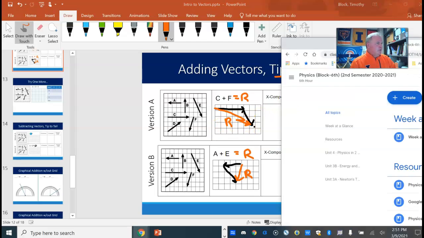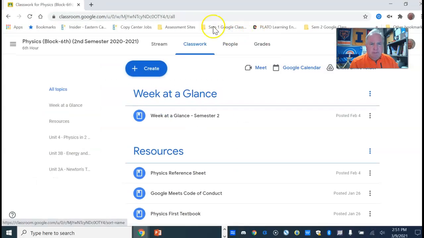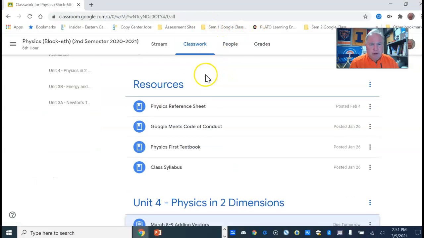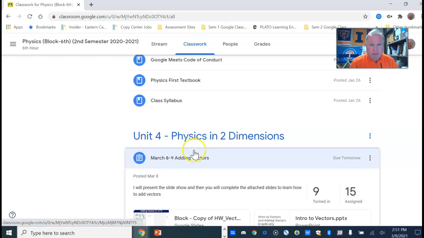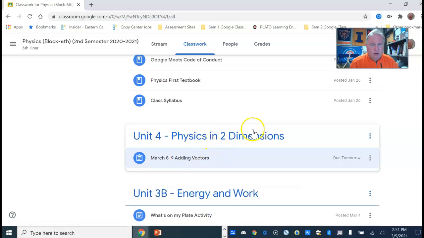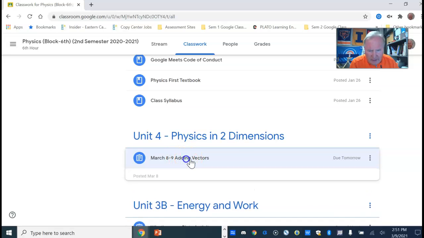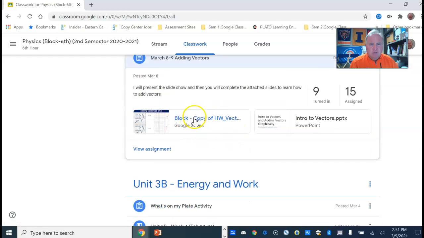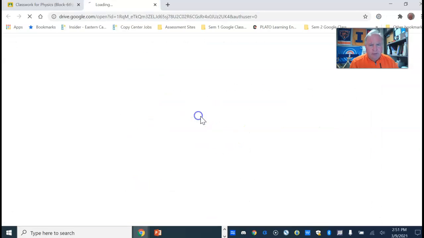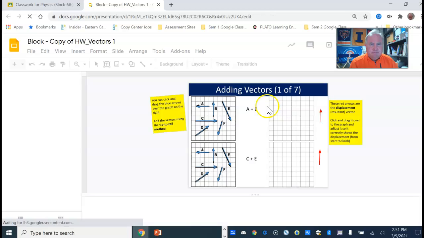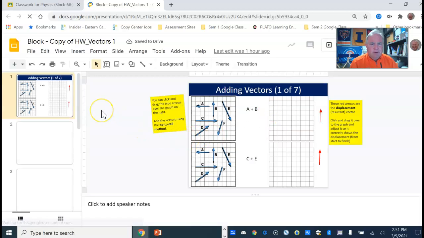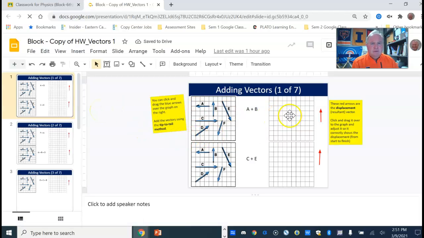All right, so what were you guys doing? Well, what you needed to do is then go to the Google Classroom. And once you were in the Google Classroom, there'd be a unit 4, and there's only one thing, physics in 2 dimensions. There's a March 8th/9th adding vectors, and you'll go to this thing called block copy of homework, open it up, and you'll get some vector addition stuff.